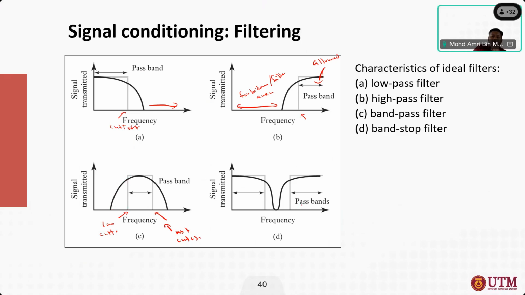And for the band stop, basically the inverse of the band pass, where for band stop you don't want the signal in between the low and high cutoff, but the rest you accept. So basically, band stop is the combination of low pass and high pass. So D is actually A combined with B.